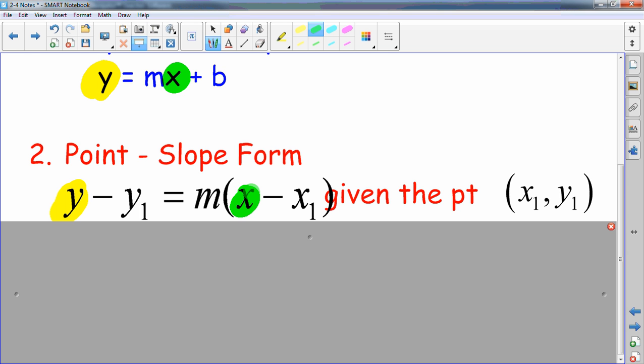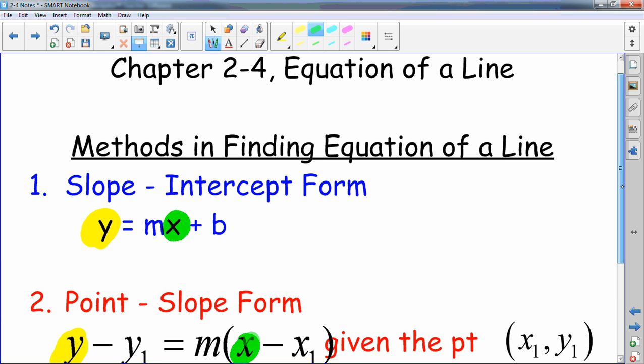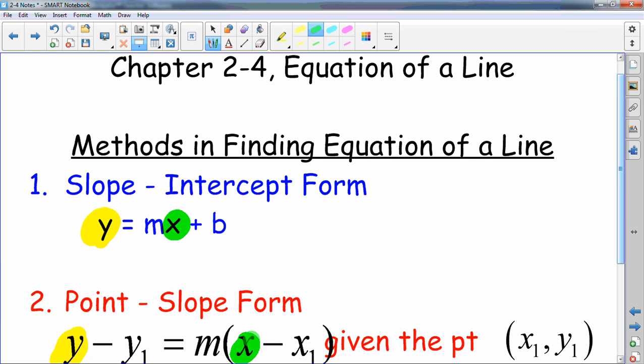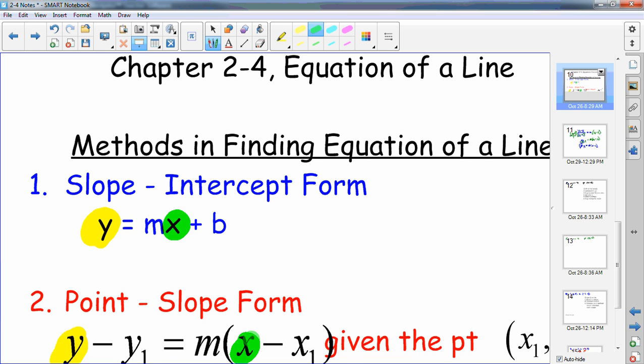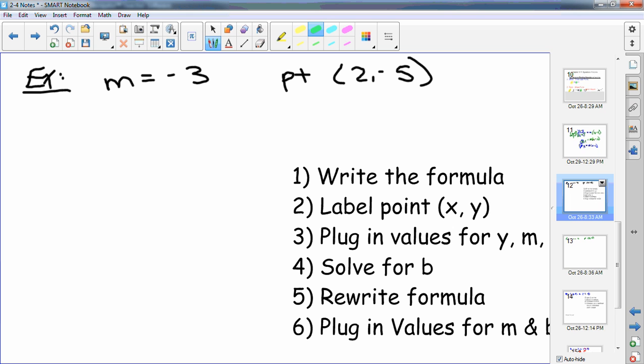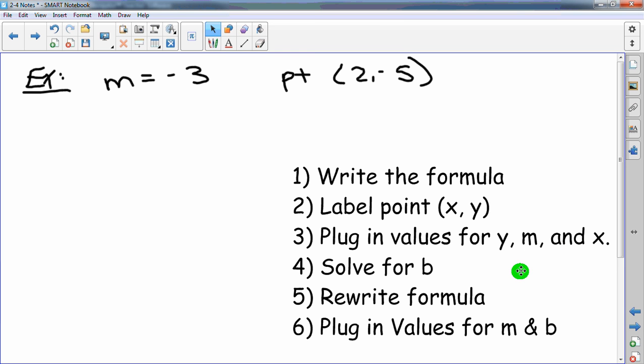We're going to use the first method, slope-intercept form, on the next problem. Here are the steps. If we're given slope -3 and point (2, -5), how do I write the equation of that line? Well, when we're talking about equations of lines, most of the time they're written in y equals mx plus b form, right? We write all of our equations in y equals mx plus b form.